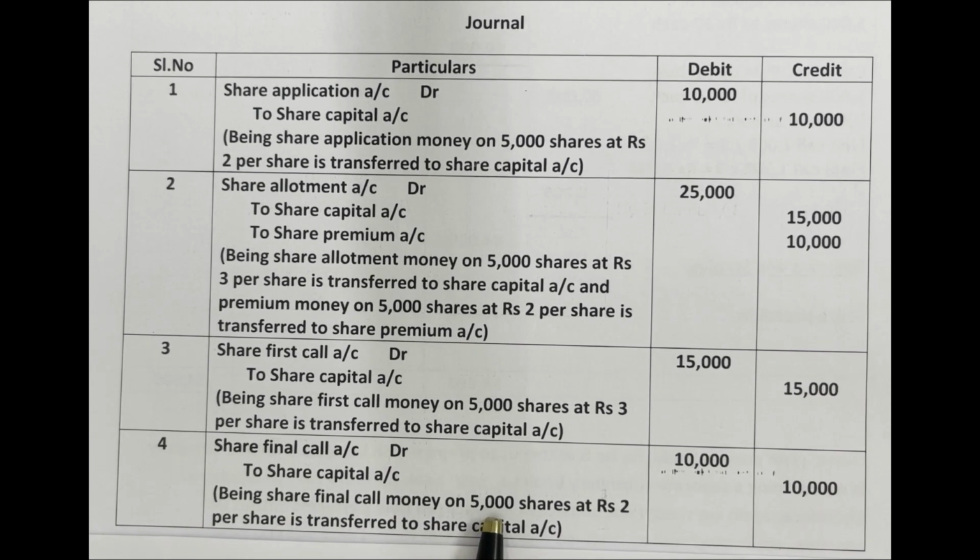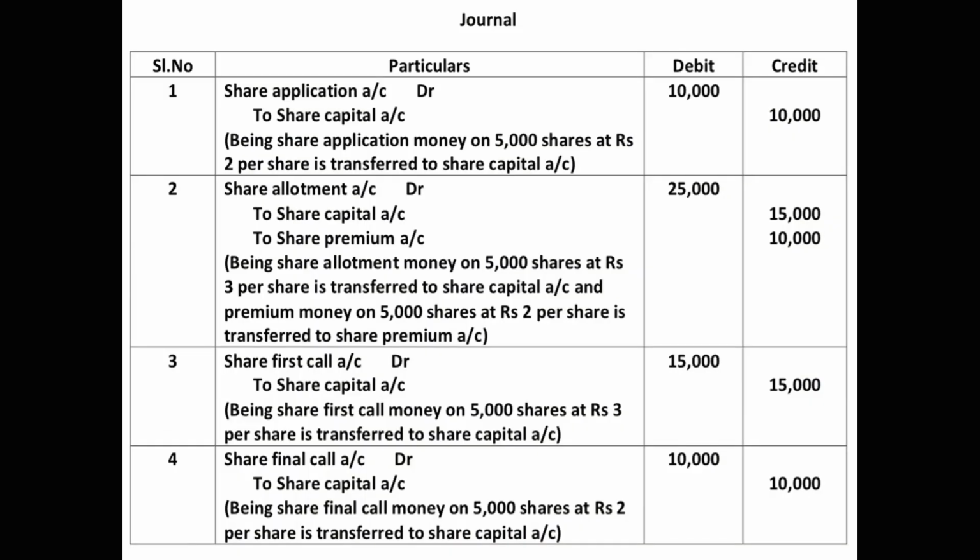Narration. 5,000 shares at the rate of 2 rupees each is the final call money, 10,000. That amount we are transferring to share capital. For that we are writing this entry now. Mention that in the narration. Being share final call money on 5,000 shares at 2 rupees per share is transferred to share capital account. Take a screenshot of journal.